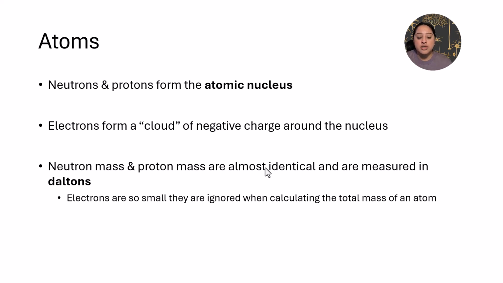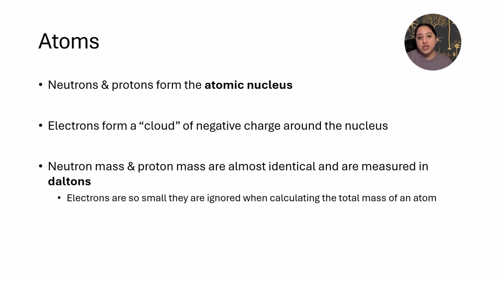Each of these little subatomic particles has mass. You can weigh them in a way. They're very, very tiny, but they do each have mass. Neutrons have their own mass, protons have their own mass, and electrons technically do have mass, but they're so tiny that we don't even count their mass in the total.